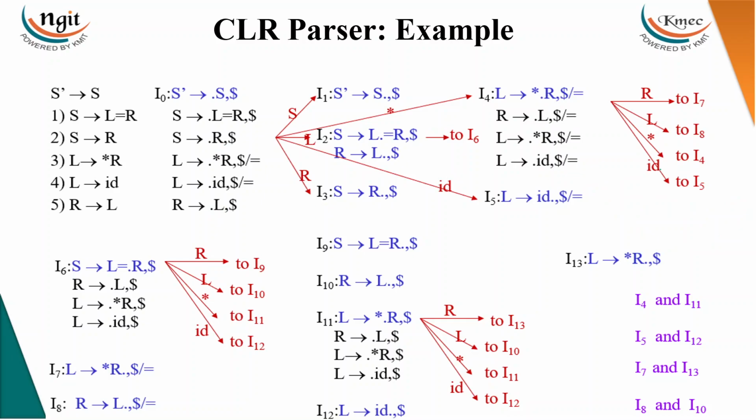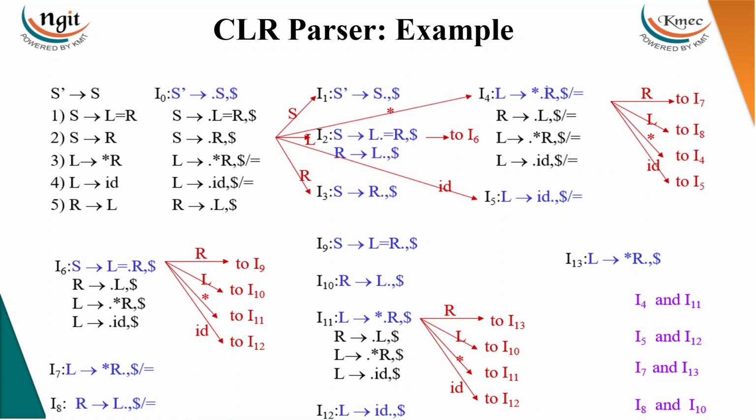So in the same way, if you read ID from I4, what will you get? You will get the same, right? I5. So you can write here I4 on ID, you'll get I5. Don't take a new state. Like that, you have to do it. So let me tell you something here.